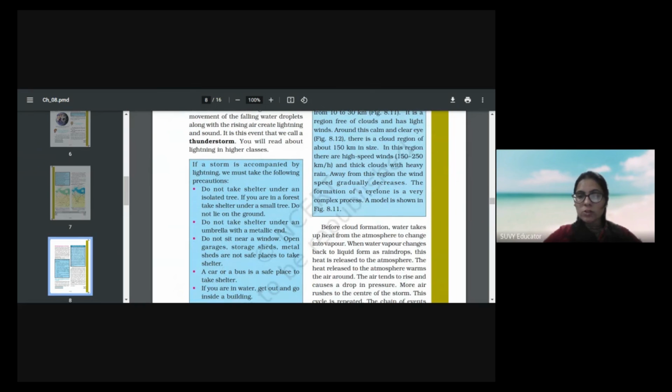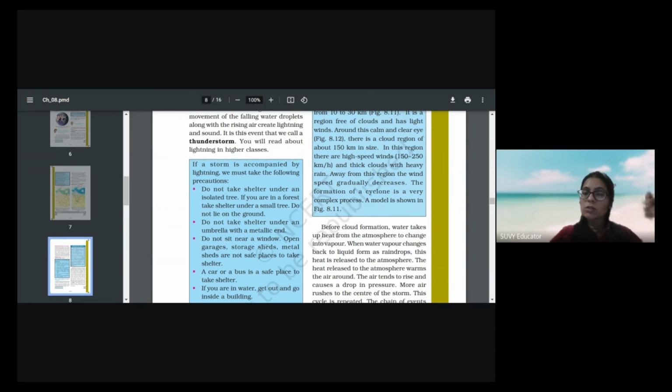Before cloud formation, water takes up heat from the atmosphere to change into vapors. Before the cloud formation takes place, water will take heat, and it will get that heat from the atmosphere. In the atmosphere there is water, and to convert water into vapor state, it requires heat. So water from the atmosphere takes heat from the atmosphere and converts into vapors.